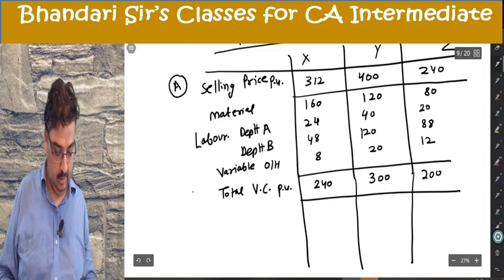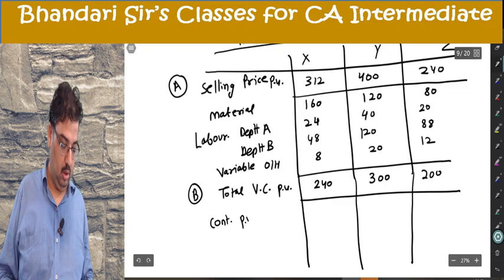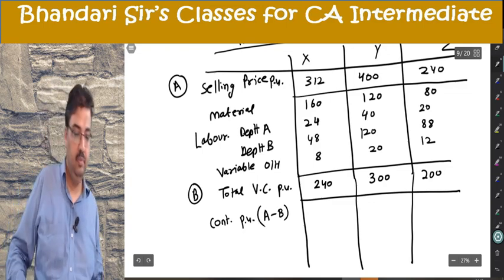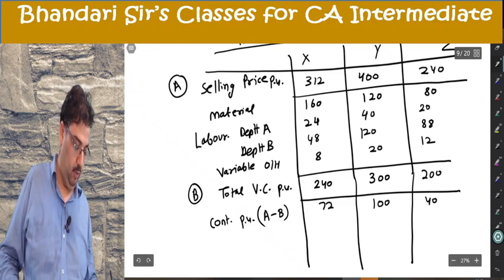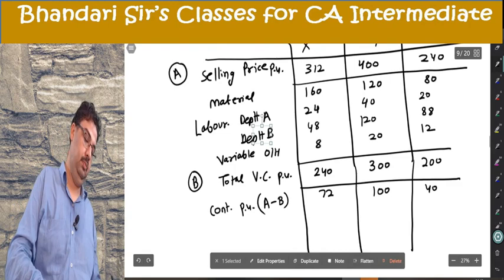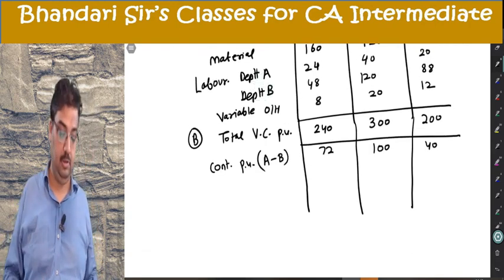This is A, this is B. Contribution per unit is A minus B: 72, 100, 40. Now this much was easy, but ranking is not on this basis.